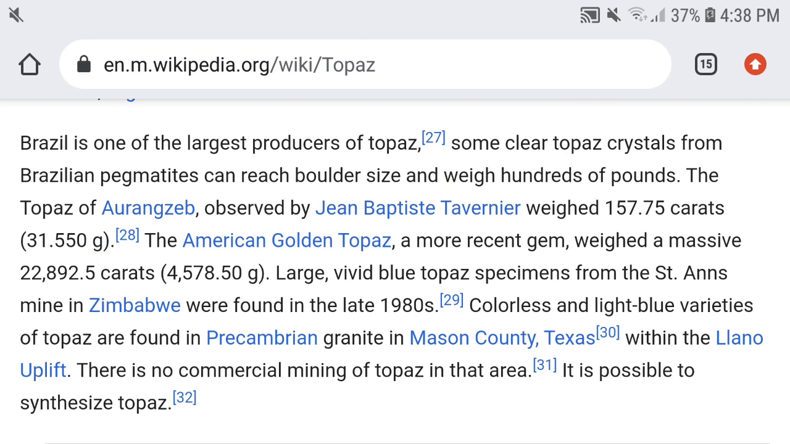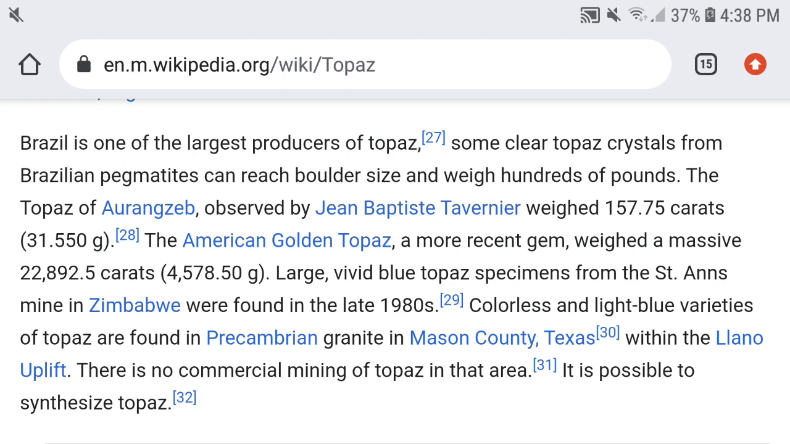Some clear topaz crystals from Brazilian pegmatites can reach boulder size and weigh hundreds of pounds. The topaz of Aurangzeb, observed by Jean Baptiste, weighs 157.75 carats. The American golden topaz, a more recent gem, weighed a massive 22,000 carats. That is a lot of carats. That's probably the most expensive one, I guess. Okay, there is no commercial mining of topaz in that area.